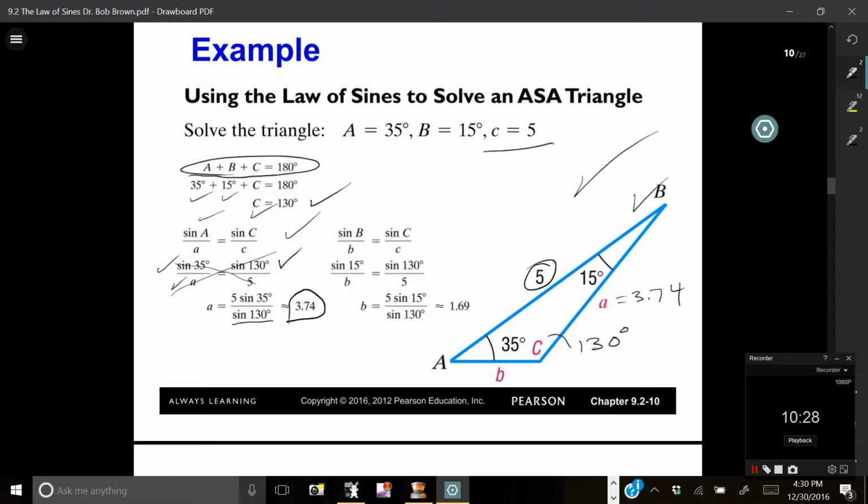Then write down the part of the law of sines that involves side B and angle B. Sine B over B is sine of C over C. B is 15 degrees, so we have sine of 15 degrees divided by B equals sine of 130 degrees divided by C, which is 5. Cross multiply again, and we get that B is 5 sine of 15 degrees divided by sine of 130 degrees. It's 1.69.